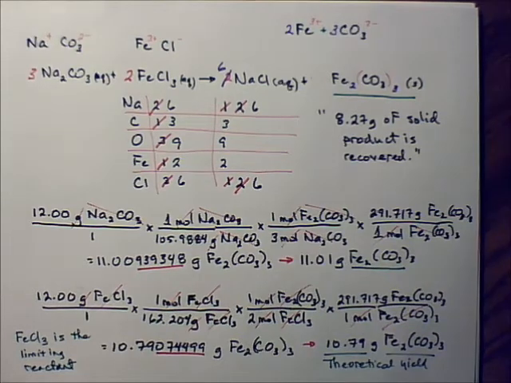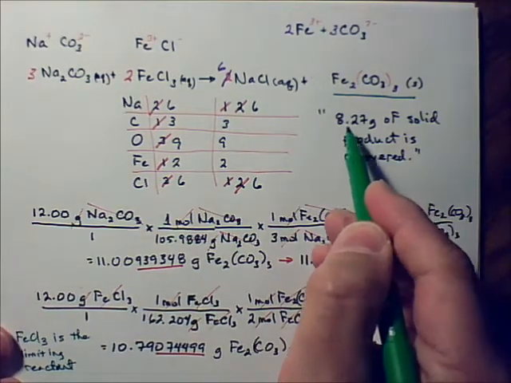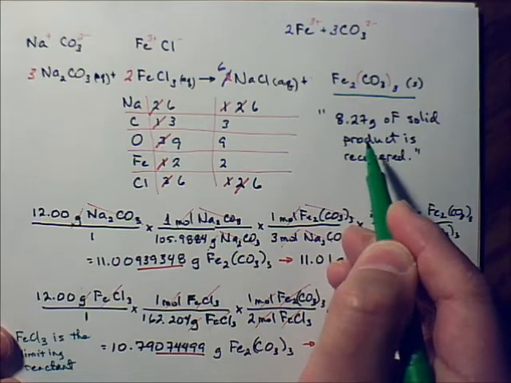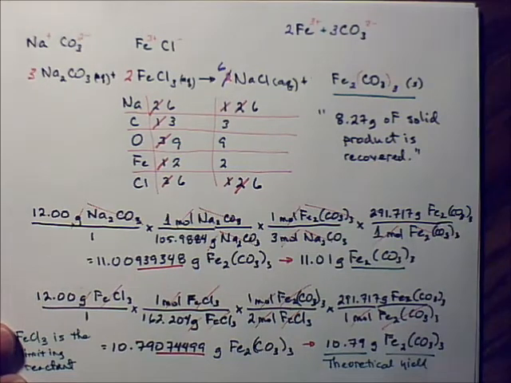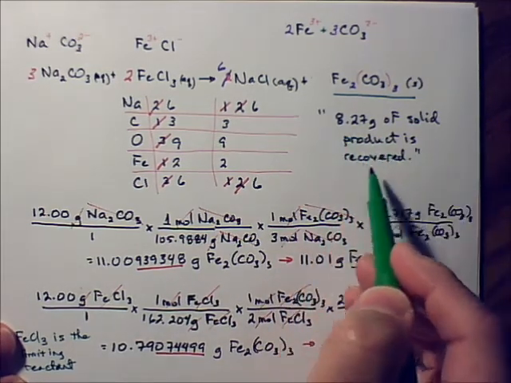Now the question doesn't end with finding the theoretical yield. The question asks you to find the percent yield. To find the percent yield, you must also know one more thing, and that's the actual yield. Well, the problem tells you the actual yield. It says that you have 8.27 grams of solid product. If you collected 8.27 grams of solid product, like you guys in the lab today, weighed out the amount of product you got, you have 8.27 grams of solid product recovered.